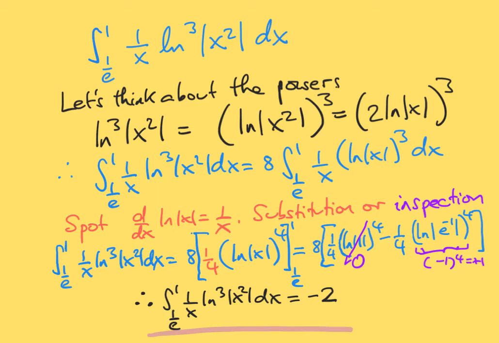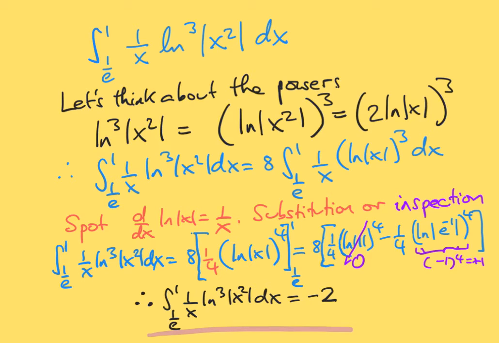And the reason is that over our range of integration, 1 over x is going to be positive. We're integrating from a smaller value to a larger value of x, but these values of x are all less than or equal to 1. And that means that the logarithm of x and also the logarithm of x squared are going to be negative. And they are raised to a cubic power. And if you cube something negative, you obtain a negative result.